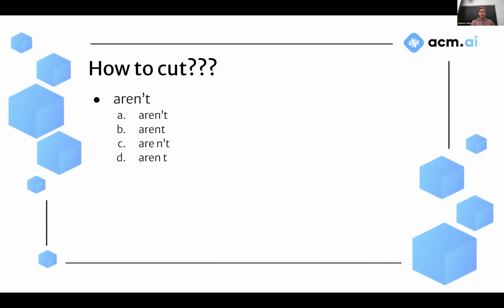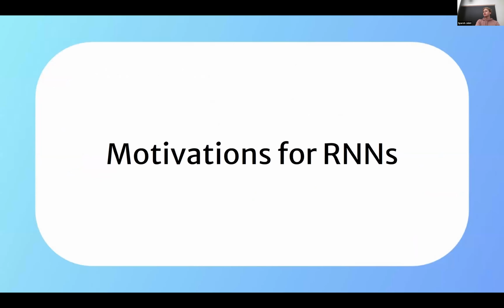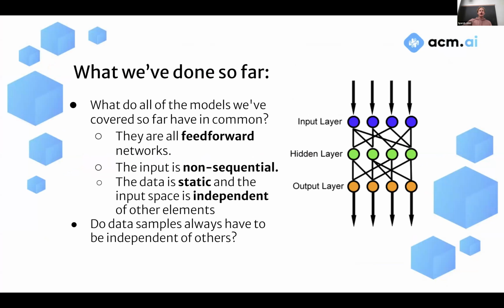So now we're going to talk about the motivations for RNNs, which are the types of neural networks that we're going to use. All the neural networks that we've covered so far are called feed-forward neural networks, and the input is static. A lot of the examples we've covered are images. An image is one input, so it's static, and the input is independent of other elements. We have one image and then another.